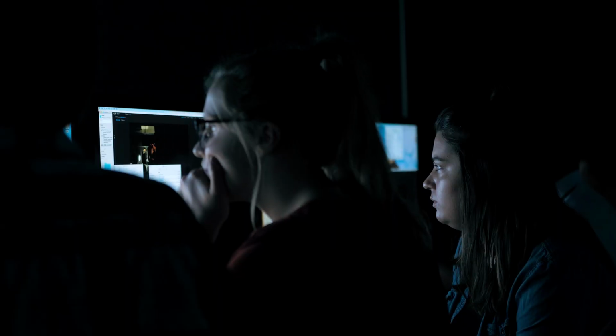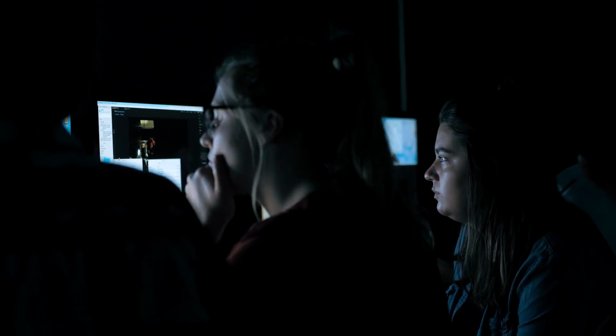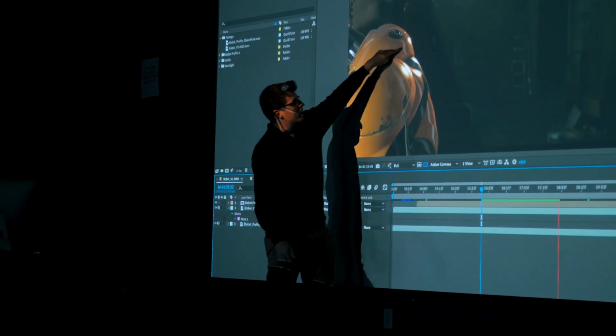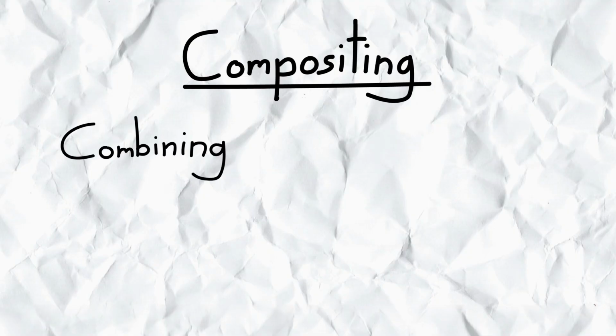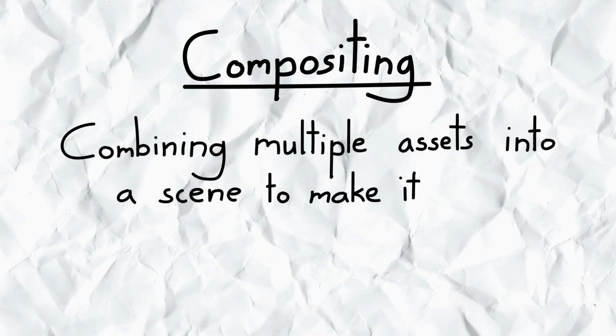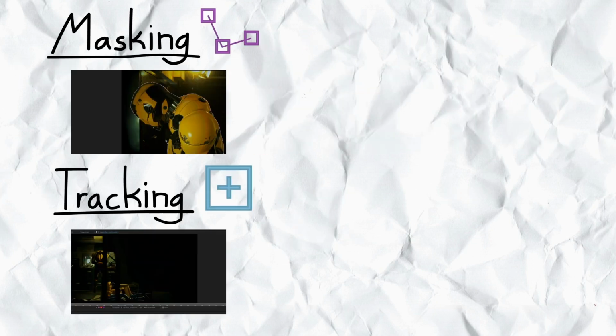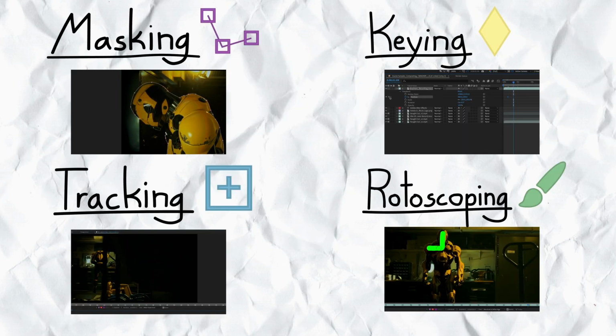So in this class, we're learning about the proper compositing workflow, and we're introducing ourselves to the editing software Adobe After Effects. Compositing is combining multiple assets into a scene to make it look realistic. Throughout this class, we learned all about masking, tracking, keying, rotoscoping, and a whole bunch of other techniques that can help us achieve a realistic composite. And now, we have to combine all these techniques together to complete our final project.